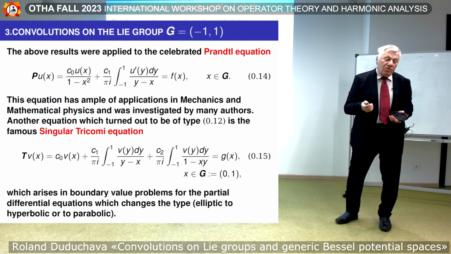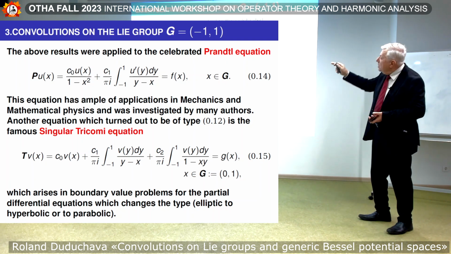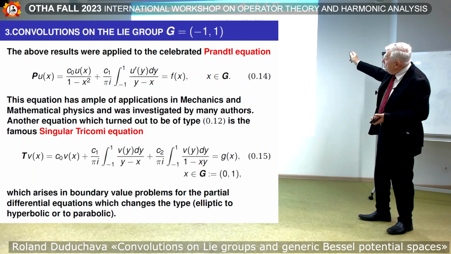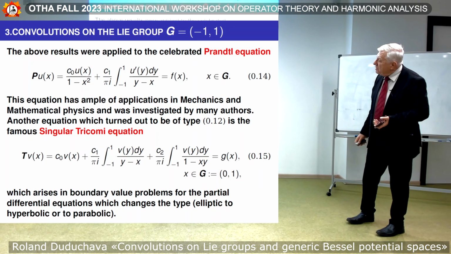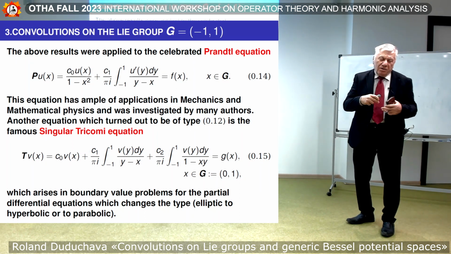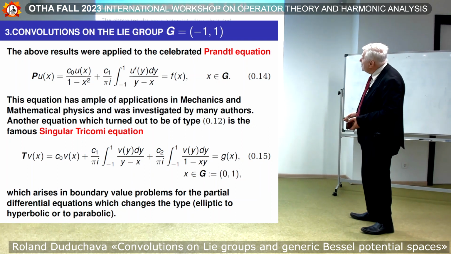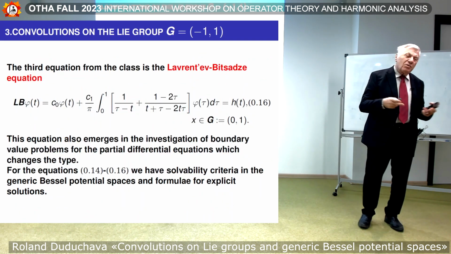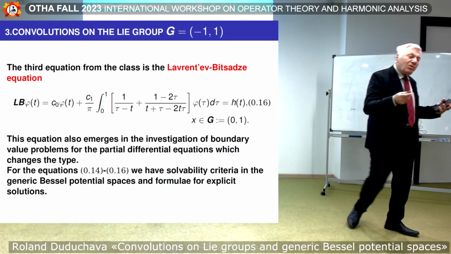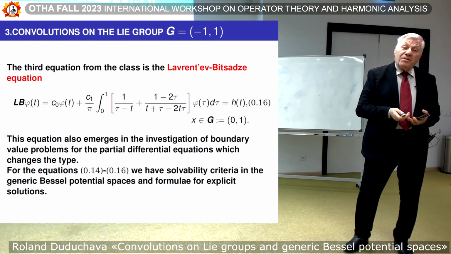What Petrov had found is that these equations, which are listed here, the Prandtl equation of the airfoil, the integral differential equation, also the Tricomi equation, which is encountered in boundary value problems for mixed type equations, and also the Lavrentiev-Bitsadze equation, are all convolutions on the interval -1, 1. So what was not available before, you can now solve these equations precisely. I mean, you can write the inverse operators in this case. I think it is a very interesting work of Petrov.